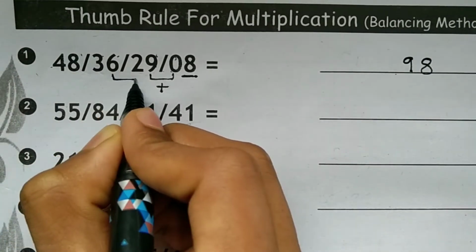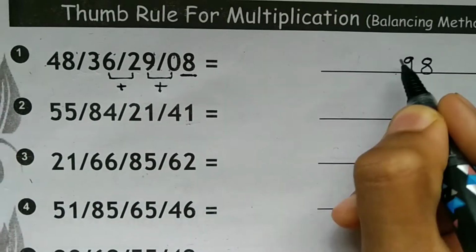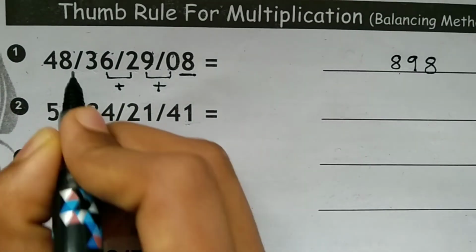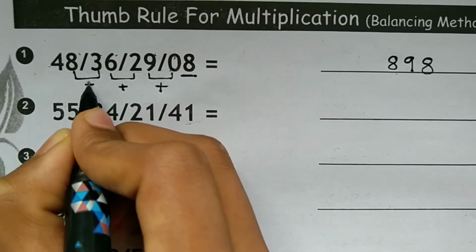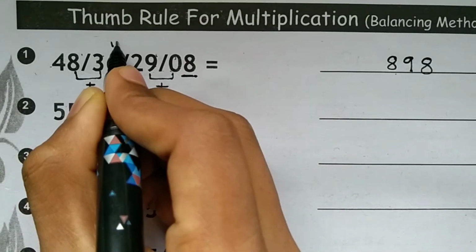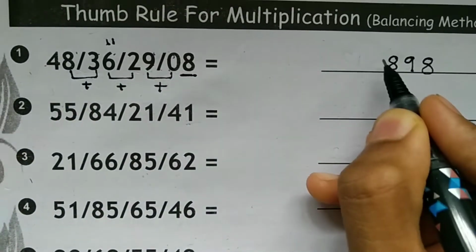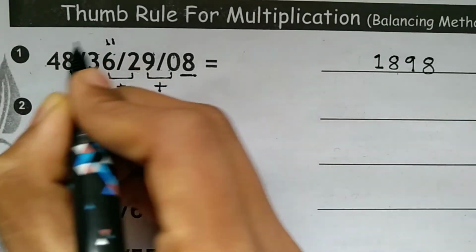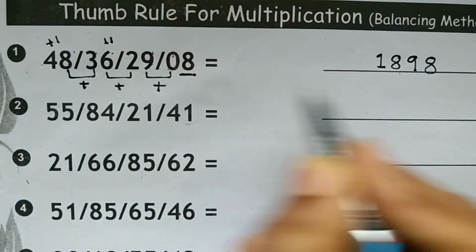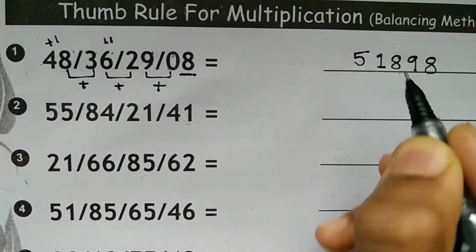Then 2 and 6, add it, that is 8. Next 8 and 3, that is 11. Write last number, that is 1. Remaining 1, add remaining number. 4 plus 1 is 5.